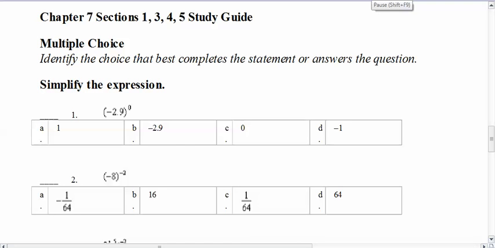Chapter 7, Sections 1, 3, 4, 5, Review. Study guide for your test.